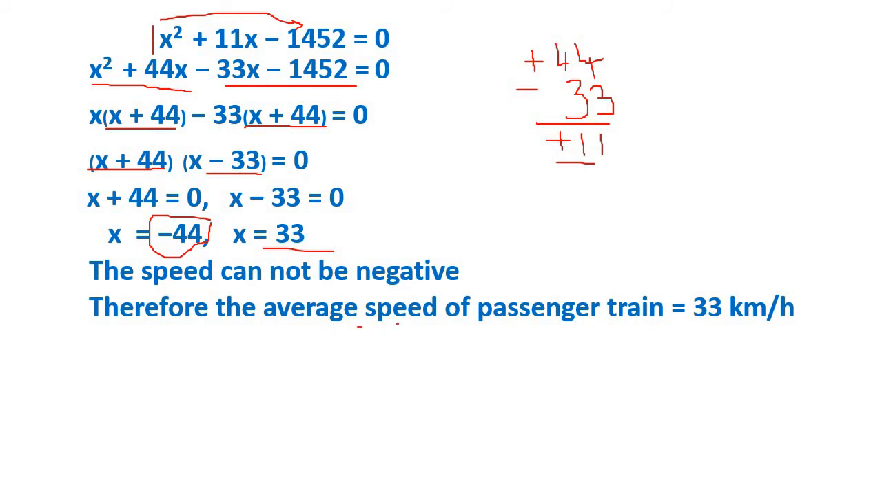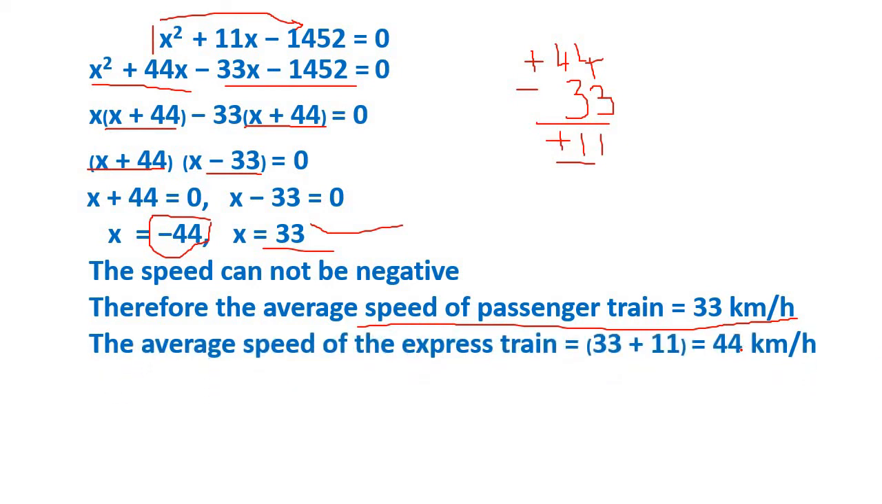Therefore, the average speed of the passenger train is 33 kilometers per hour, because we have taken the speed of the passenger train as x, which is equal to 33 kilometers per hour. And the speed of the express train is 11 kilometers per hour more than the passenger train. Therefore, 33 plus 11, which is equal to 44 kilometers per hour, is the speed of the express train.